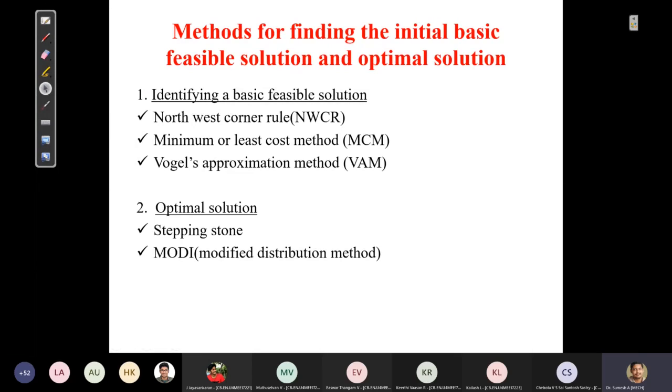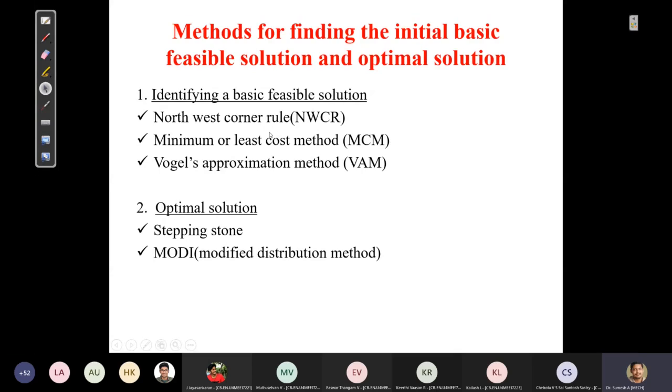Alternate methods will follow two steps. One is identifying a basic feasible solution, and next is to check whether the solution is optimal or not. To identify a basic feasible solution, we have three methods: northwest corner rule, minimum or least cost method, and Vogel's approximation method. If you use the northwest corner rule, you will get a solution, but it will never be a near optimum solution.